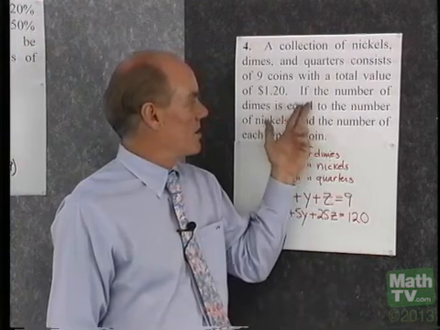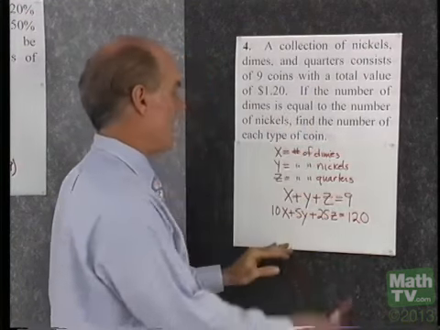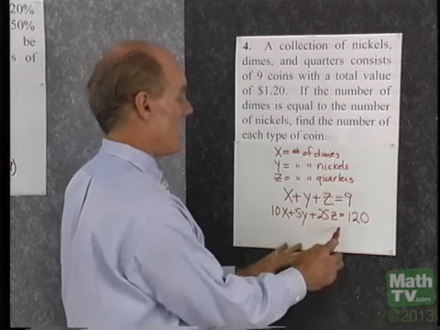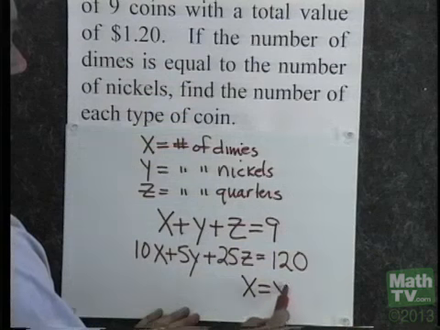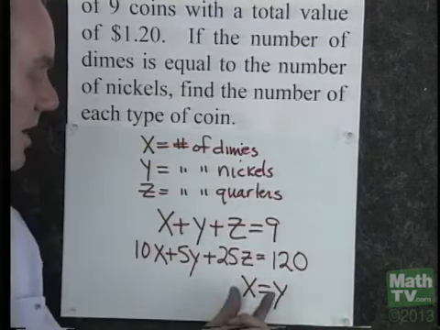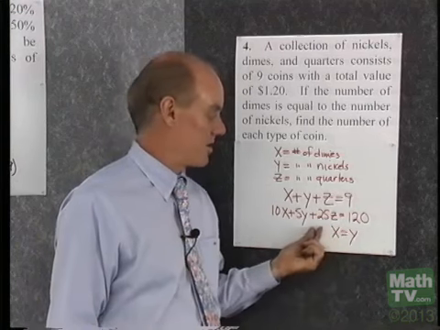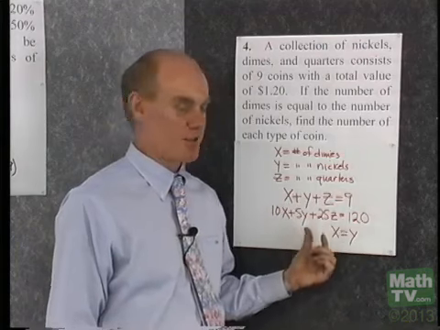Okay, I need one more equation, and let's see. If the number of dimes is equal to the number of nickels, well, the number of dimes is X, the number of nickels is Y, so my last equation says that X is equal to Y. So there's a system of 3 equations in 3 variables. X is equal to Y, so I could use some sort of substitution maybe, or write this in standard form. There's a lot of ways to solve this system.